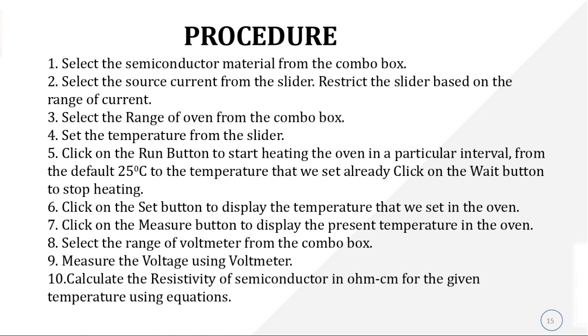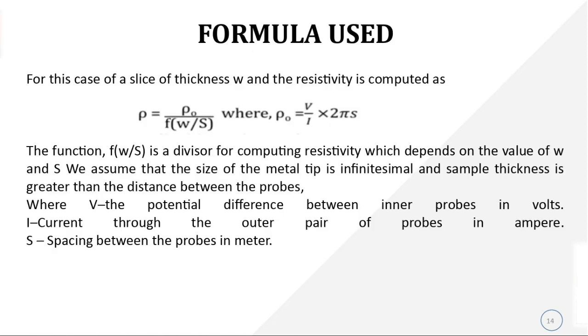Now what is the formula we are using? You can see here this is the formula, and we are getting voltage from the experiment. You have fixed the value of current, and you know what S is between the probes. So you can get the value of rho naught. When you get the value of rho naught, then just divide by this function, and this value is also given to you. You can calculate the resistivity.